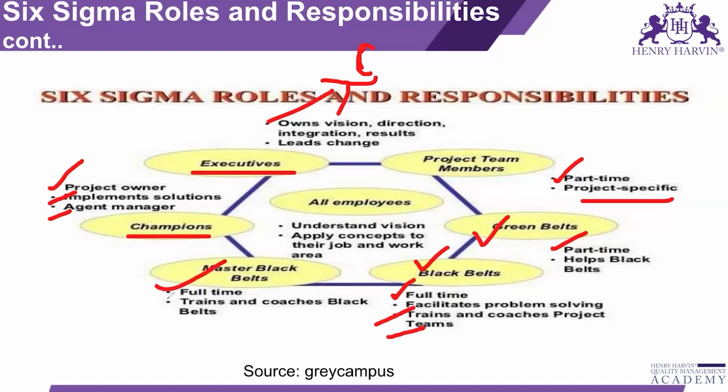Master black belt, similar one. Full-time, they give training and coaching to the below belts. They specifically train the black belts, and the black belts train the below belts. Clear? And who are we? We are the employees here. We understand the vision, we understand the KPIs given to us, and apply the concept to our job and fulfill our designation. All right.